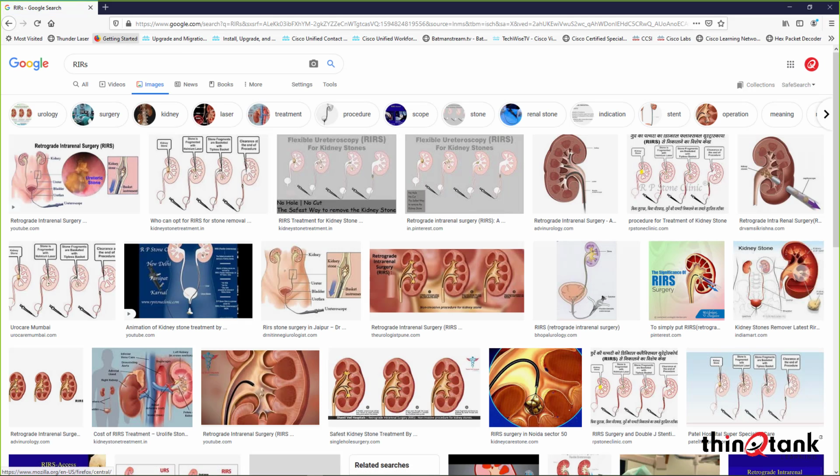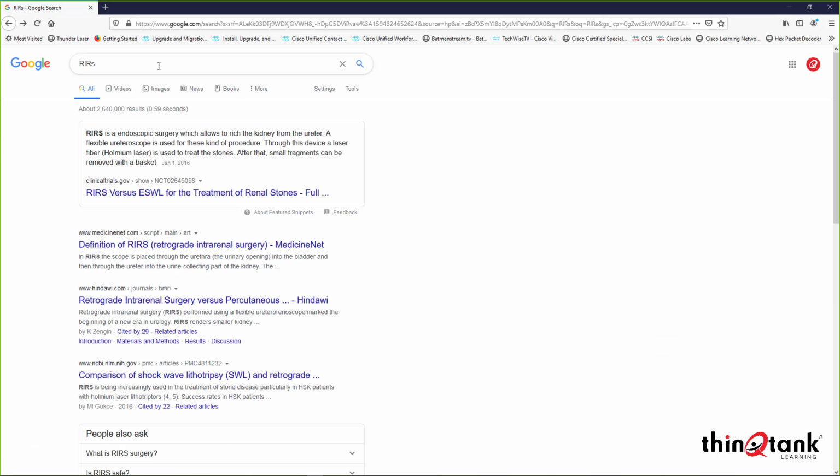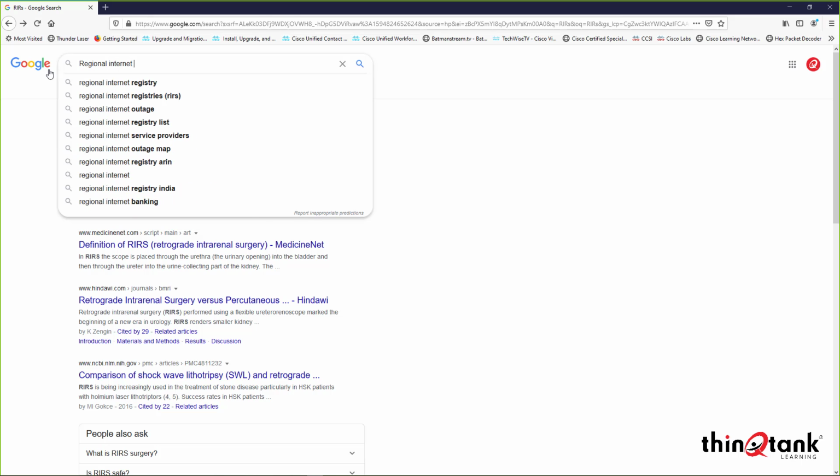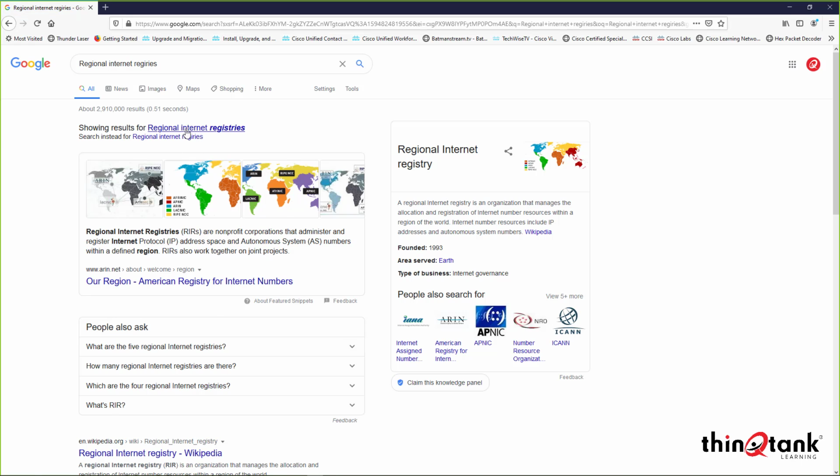And that would not be the right picture. That looks like some medical stuff. Let me do this. Regional Internet Registry. All right, there we go.